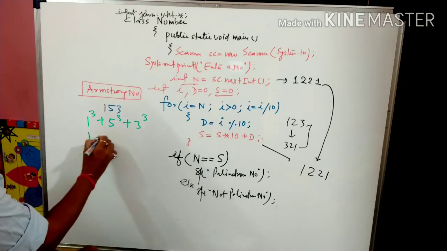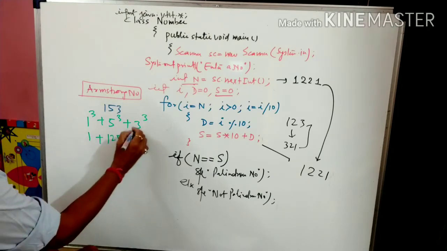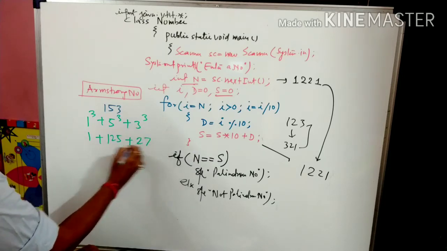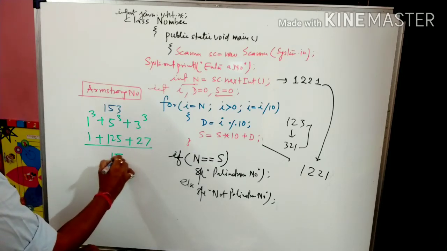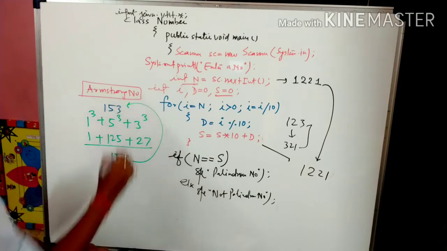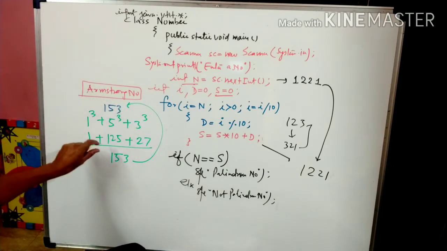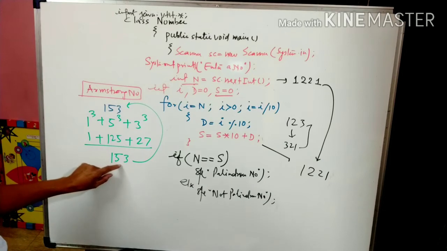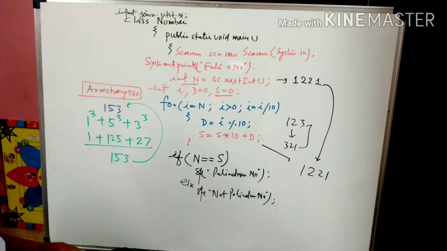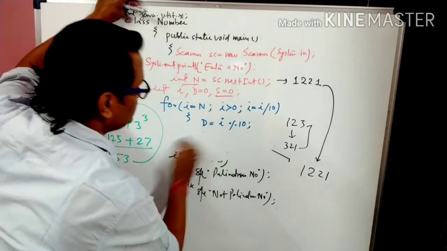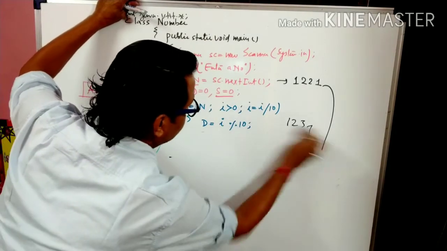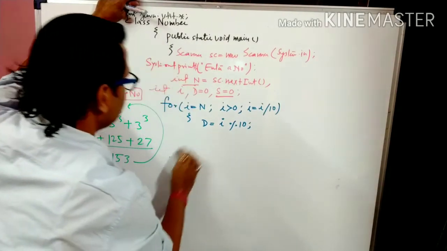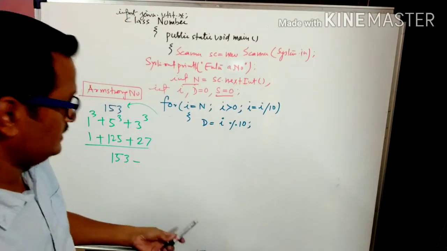1 cube is 1, 5 cube is 125, 3 cube is 3 into 3 is 9, 9 into 3 is 27. When you add this one, your answer is 153. If the original number is equal to the addition of cube of each digit, that means this is an Armstrong number. So we will use the same logic. No changes here. This is the way to extract digit.